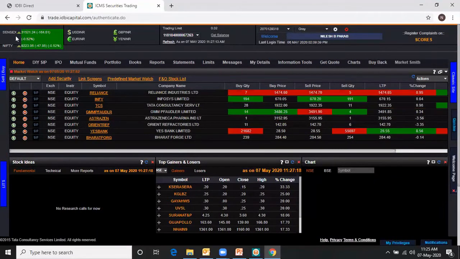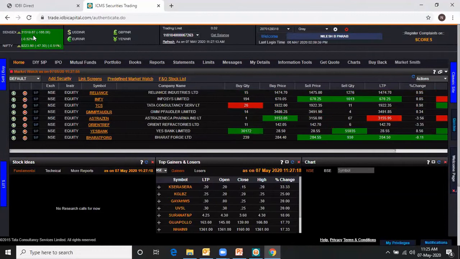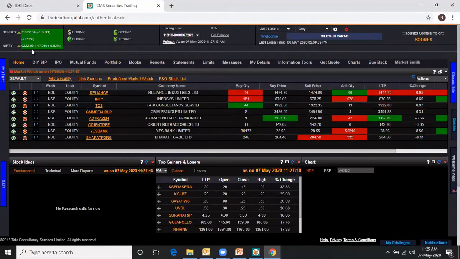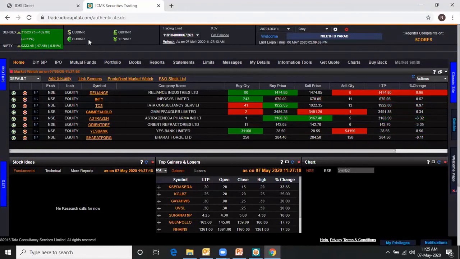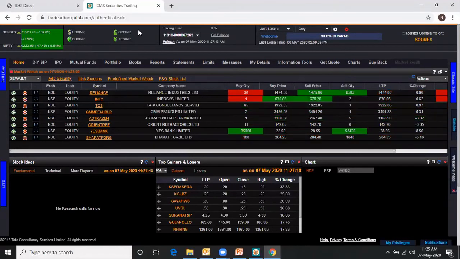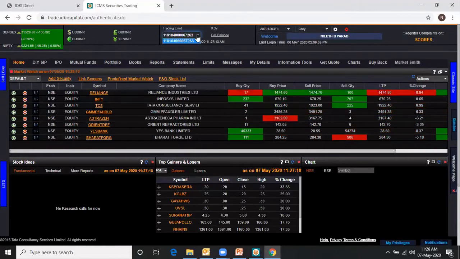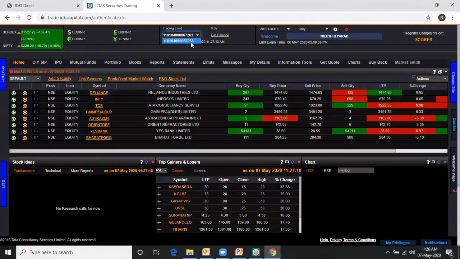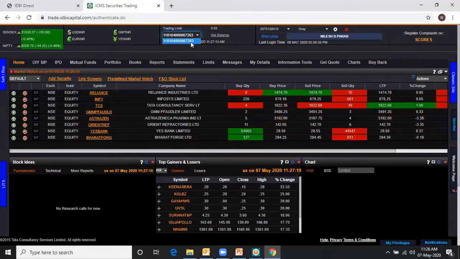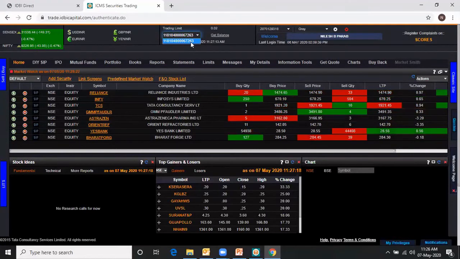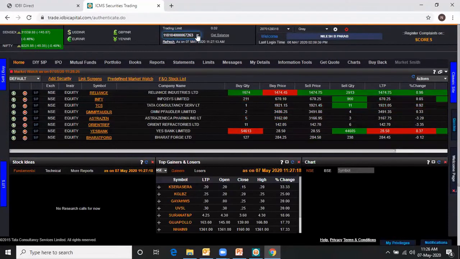So Sensex, this is the current Sensex going on. Then this is Nifty currently going on. Here you can see the USD INR and Euro INR rate. Then this is my trading limit, so what I have in my trading account. This is my linked savings bank account. If I have multiple savings bank accounts linked to my trading account, I can drop it down and see from which bank account I can pull up funds for trading. But whenever I sell, whatever is my primary account, there I'll get a credit.